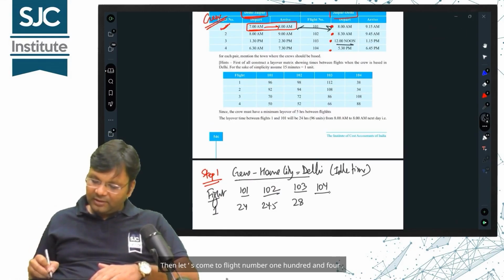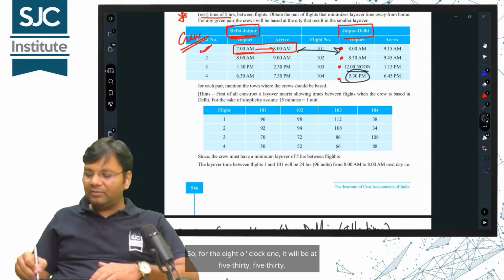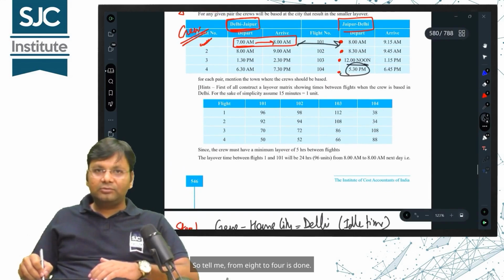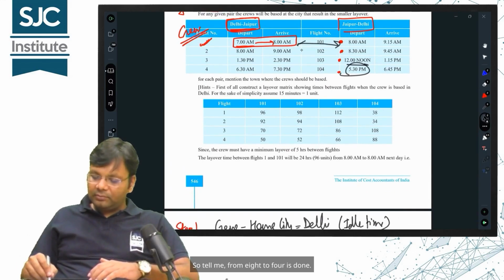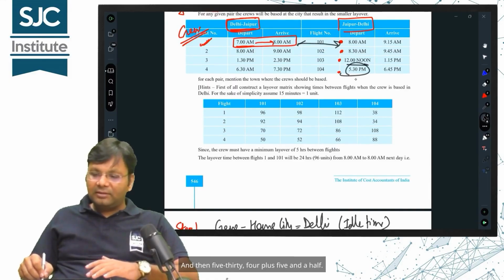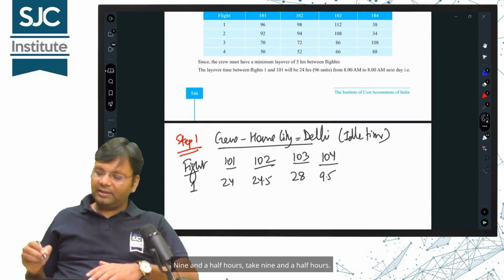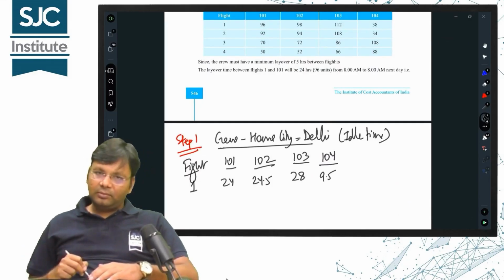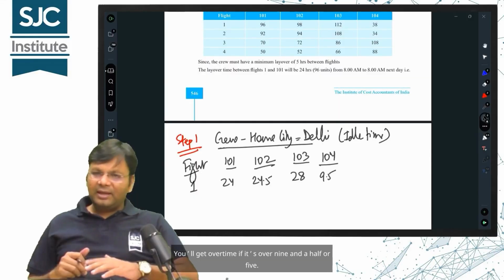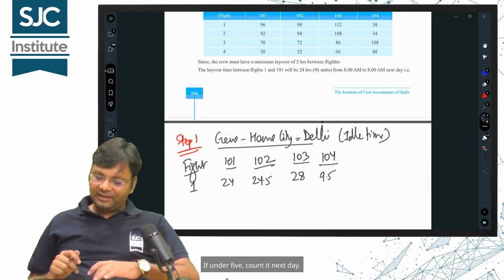Then let's come to flight number 104. So, for the 8 o'clock one, it will be at 5:30. So tell me, from 8 to 4 is done. 12 means 4 hours. And then 5:30, 4 plus 5 and a half, 9 and a half hours, take 9 and a half hours. You'll get overtime if it's over 9 and a half or 5. If under 5, count it next day.